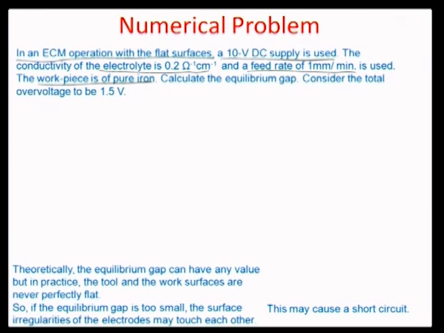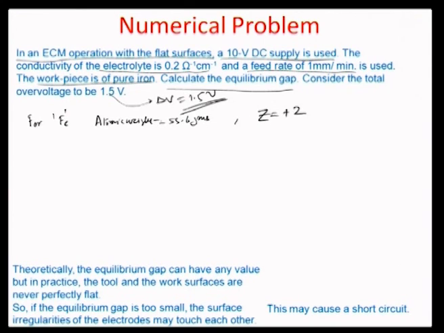So, all the parameters related to the electrochemistry of iron need to be known here, and you want to calculate the equilibrium gap. And you consider that the total delta V, the over voltage, which has to be also taken into the design voltage, is 1.5 volts. So, let us find out first of all what the different parameters are for the workpiece material that is iron. So, for iron Fe, the atomic weight of iron, as you know, is 55.6 grams. Iron normally dissolves in the divalent state, ferrous state Fe plus 2, so Z is equal to plus 2, at least the lowest valence state is treated here. And then the density of iron is 7.86 grams per centimeter cube.